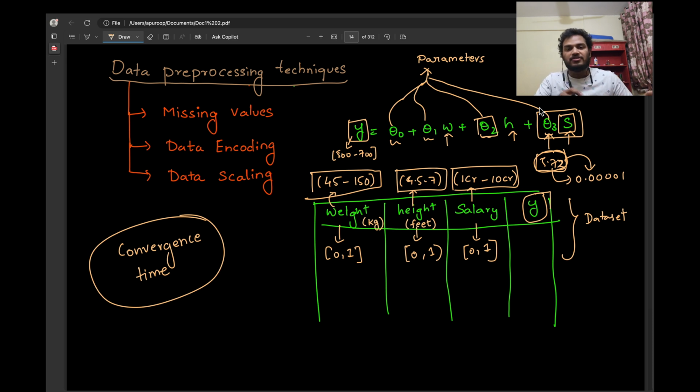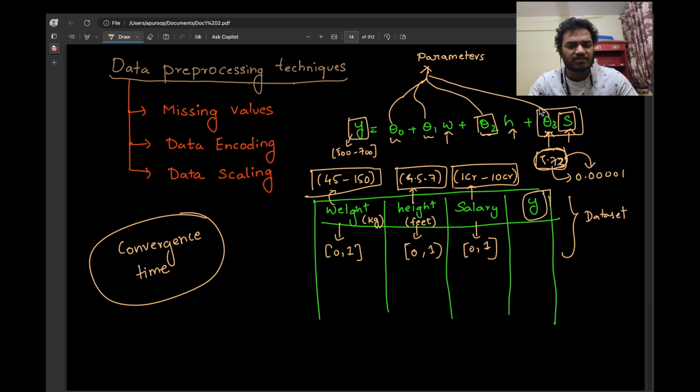Because initially, as these are in different scales and the data are some random values, the amount of time taken for them to adjust to their optimal values is too high. As we are scaling it down, we are helping the model to adjust its values quickly. Okay, so that is the idea of this data scaling.